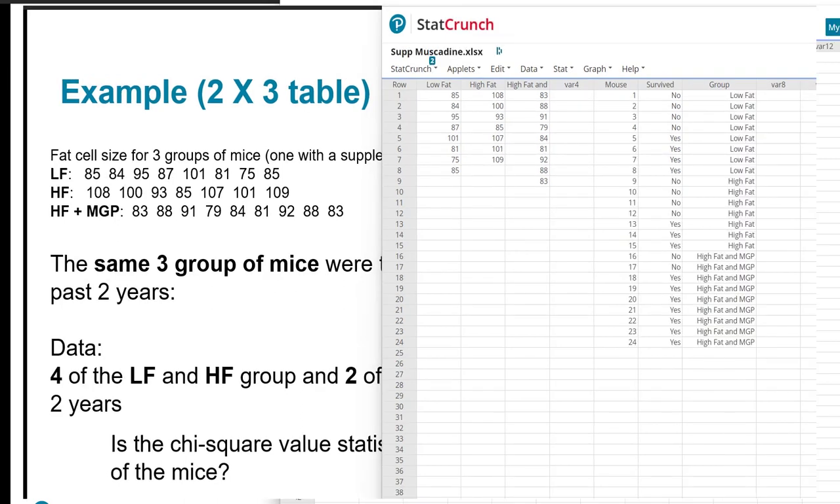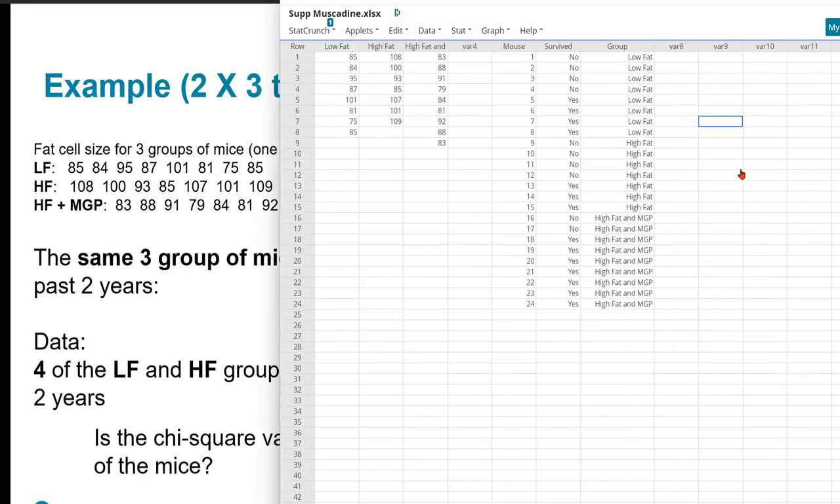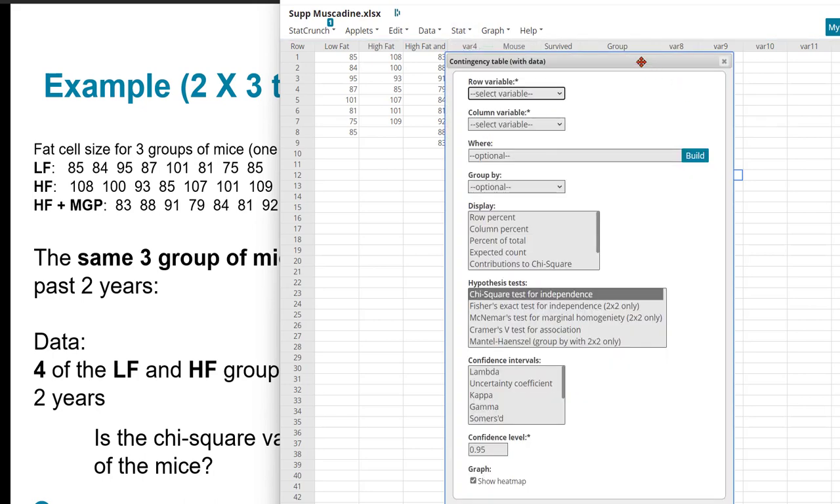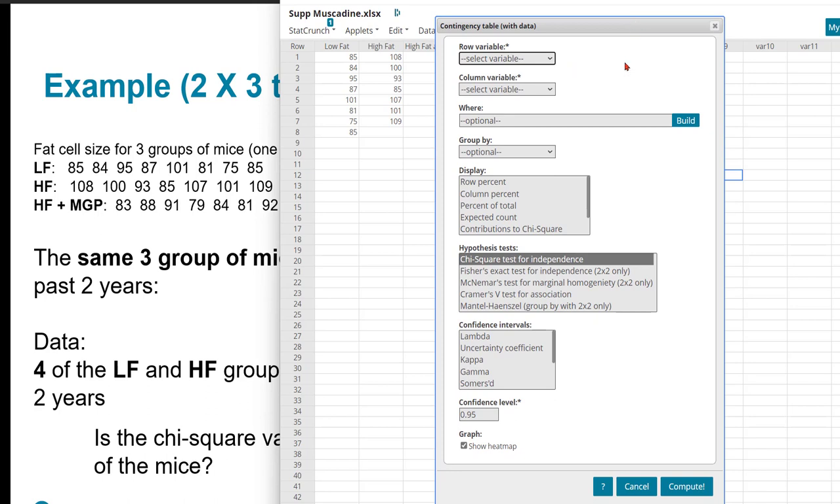Once the data is in, we can create our contingency table and perform a chi-square test. To do that, click on the Stat tab menu, and then click on Tables, and then Contingency, and with data, as we have all the data here. We did this in Module 2. The contingency table dialog box appears and by default the chi-square test is selected, so we leave that on. Next, we select our dependent and independent variables. Our outcome here is survived, the dependent variable, and it goes in the rows. The group is the independent variable and it goes in the columns.